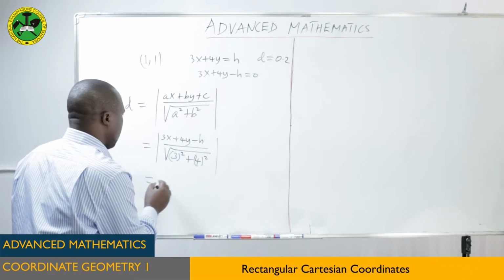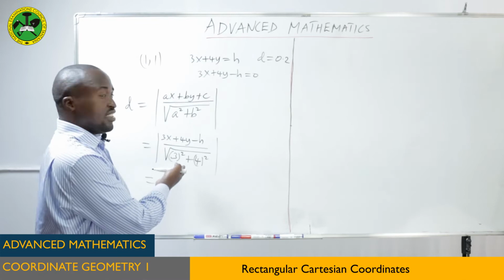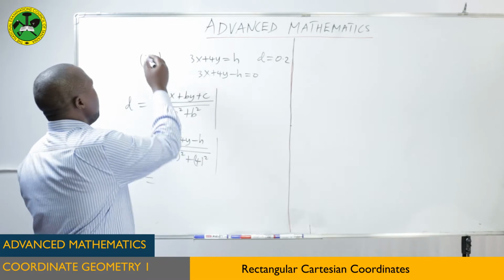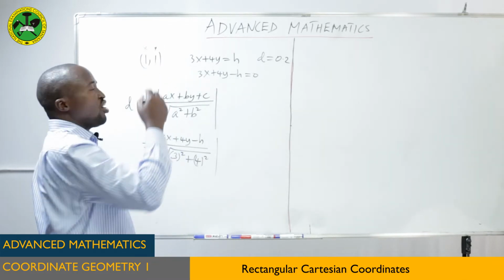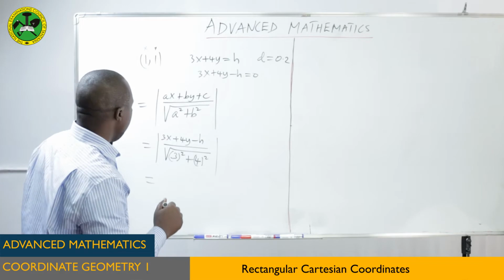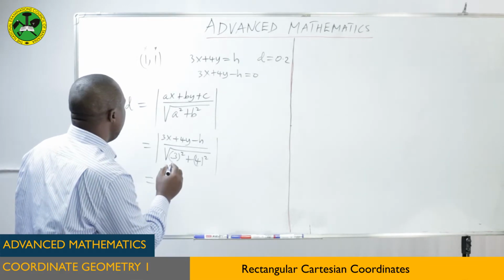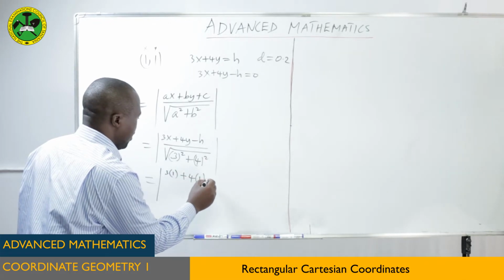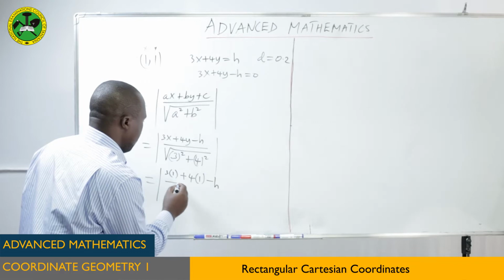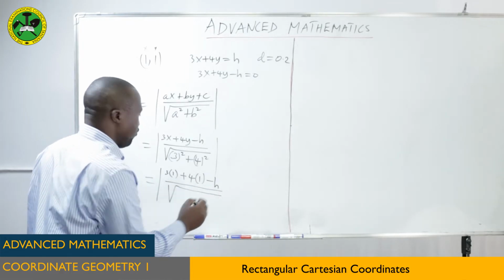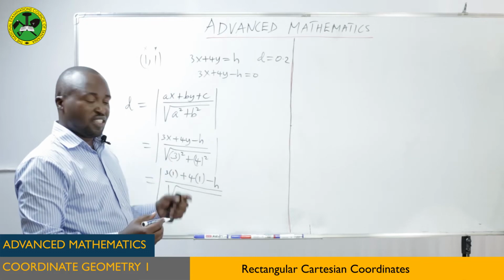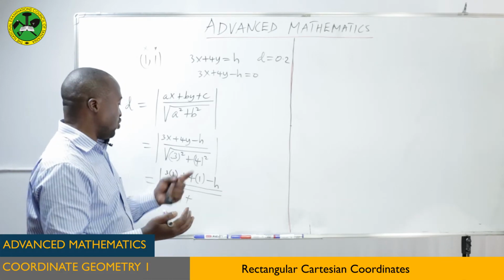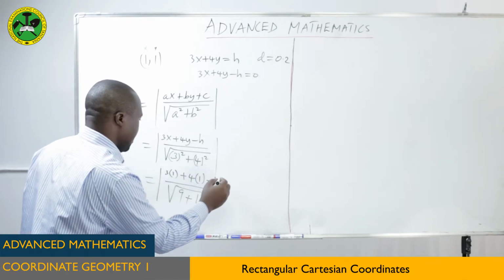So this will be equal to, remember, at this stage we substitute values of x and y. So values of x and y are this coordinate. We have a coordinate which is (1, 1). Therefore, we are going to have the absolute value of 3 times 1 plus 4 times 1, then minus h over the square root of, remember here we have 3 squared, which is equal to 9. Then plus, again we have 4 squared, that is 16.